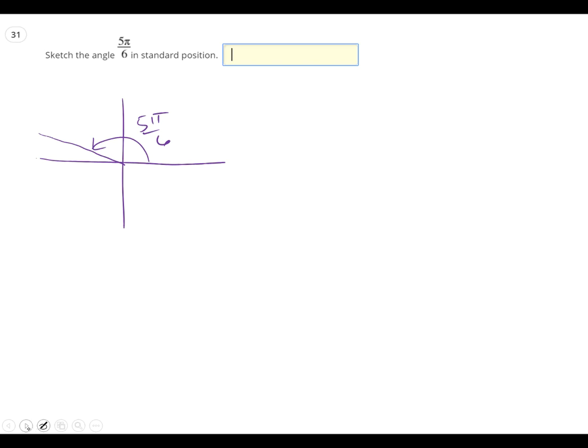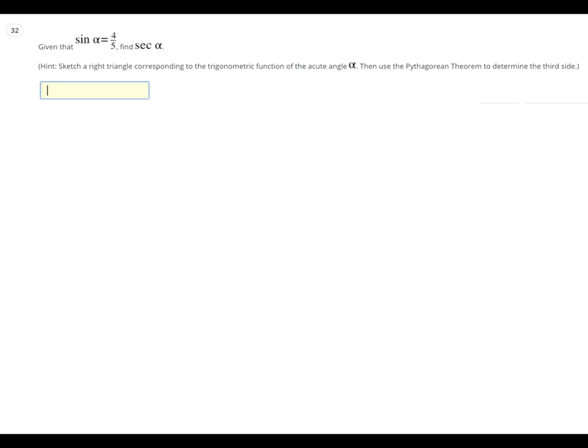Here, we go to 31. Alright, we are given that the sine of alpha is 4 over 5. We've got to find the secant. It gives you a hint that we can sketch a right triangle. We could also use the identities. Okay, so you don't have to do it the way they say. So you guys want to do the right triangle or the identities?